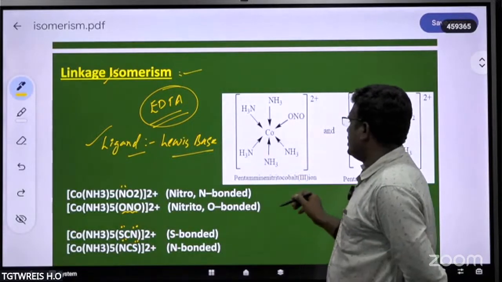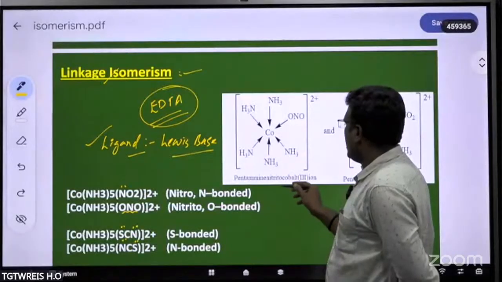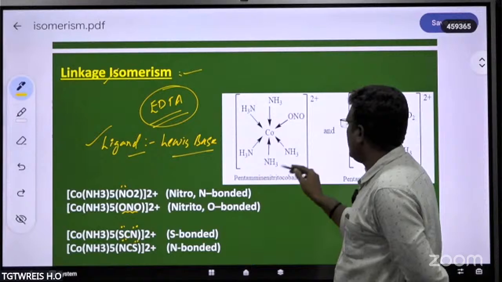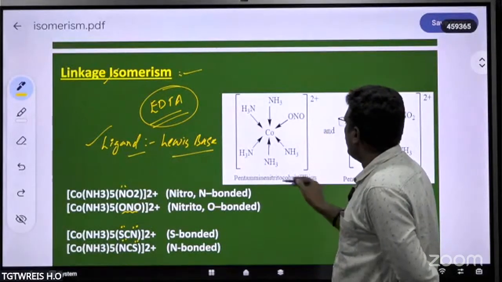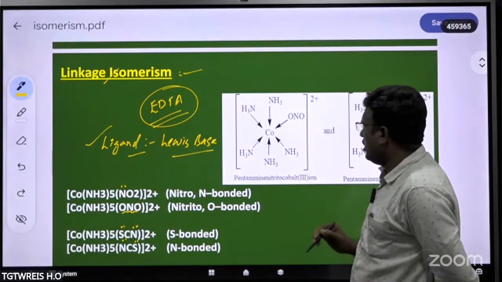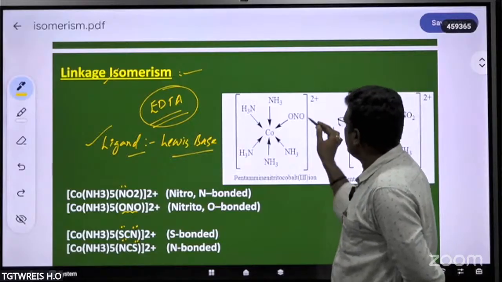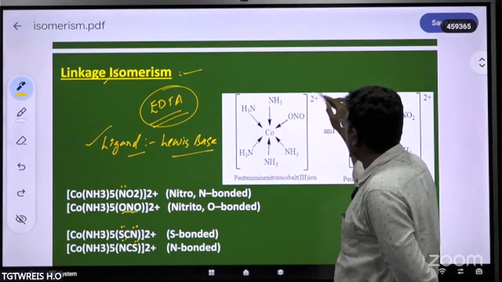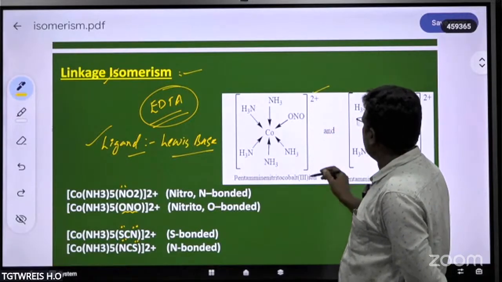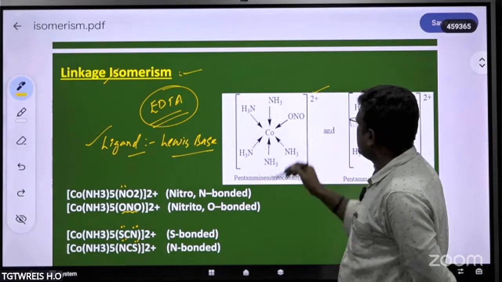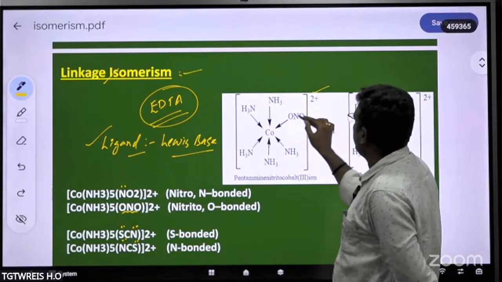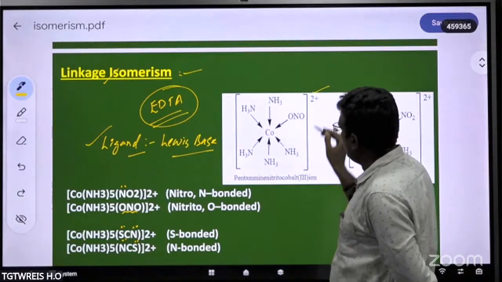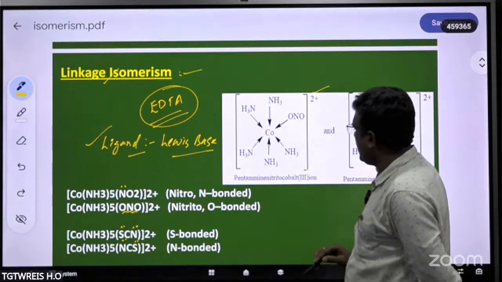So this compound is there, pentaammine. How many? 5 is there. Pentaammine, then NO2, which is called nitro, then cobalt. What is the oxidation state? 3. Cobalt's oxidation state: the ligand is -1 and outside is +1, +2, so the oxidation state is +3.